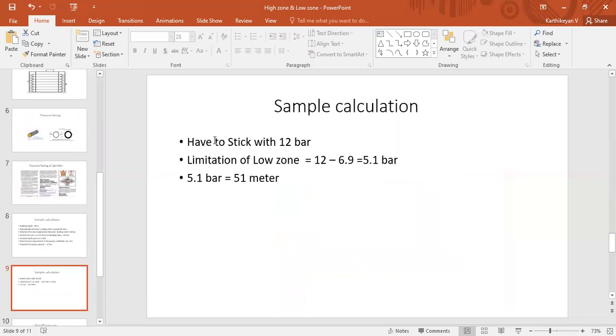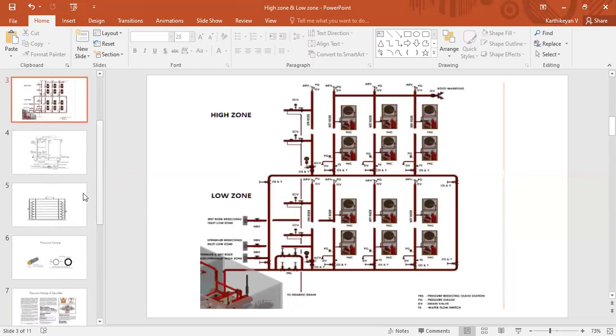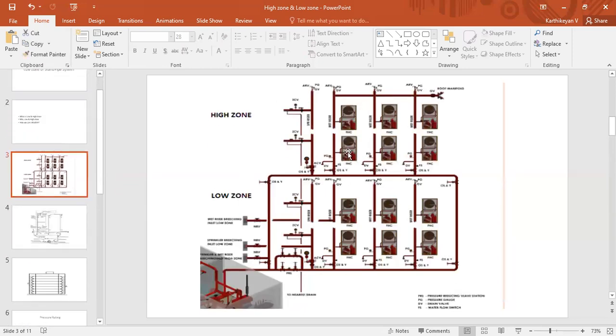So I repeat again. As I told earlier, we have to stick with 12 bar. We cannot go more than 12 bar because it is a cost effective design. For landing valves, the pressure is 6.9 bar. 12 minus 6.9 remaining is 5.1 bar, and converting bar to meters, it is 51 meters. So the low zone should extend to a maximum of 51 meters, and the high zone should start after 51 meters. This is the scenario.